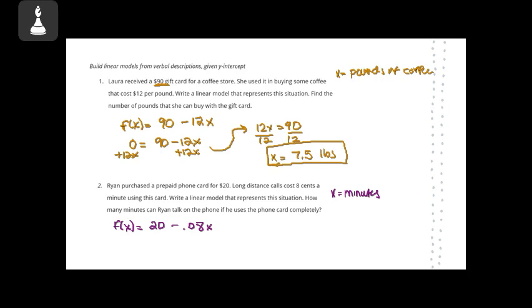How many minutes can Ryan talk on the phone if he uses the card completely? So again, we want the entire balance to be gone. We want the balance to be 0. So 0 equals 20 minus 0.08x. I'm going to add the 0.08x to the other side. So I get 0.08x equals $20. If I divide by 0.08, I get an answer of 250 minutes.